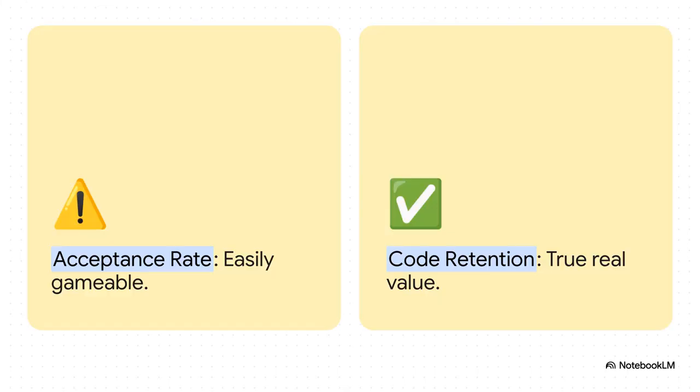So while acceptance rate is easily gameable, the true metric of value is retention. We need to track whether the AI-generated code actually survives in the codebase after your subsequent downstream edits, and if it ultimately passes your unit tests. If you accept it but delete it 5 seconds later, well, the AI failed. Retention is the absolute gold standard for measuring real developer productivity.